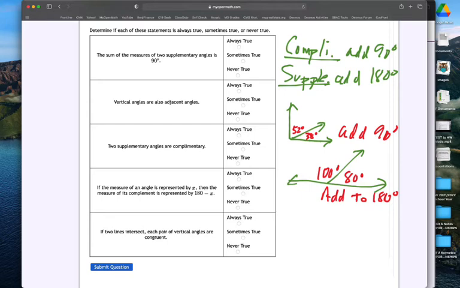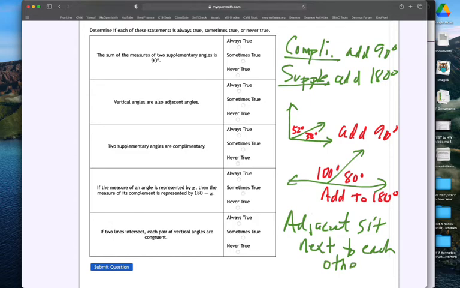Also, in both of these pictures, we have adjacent angles because adjacent angles sit next to each other. But for a situation to be complementary, we don't necessarily have to have adjacent angles. Same thing with supplementary.